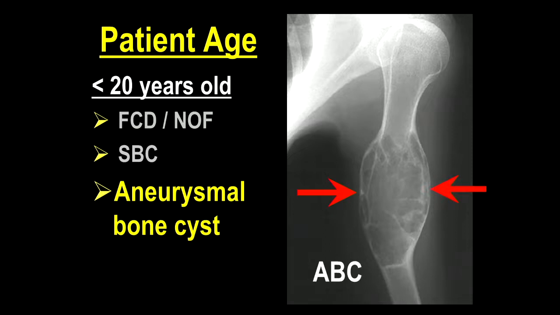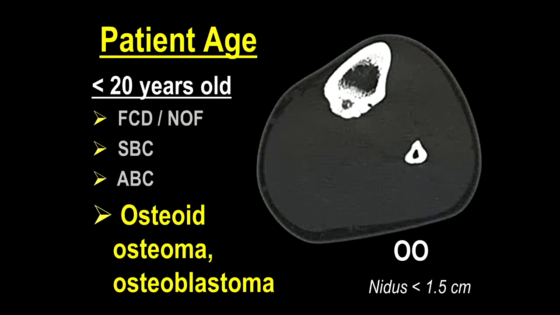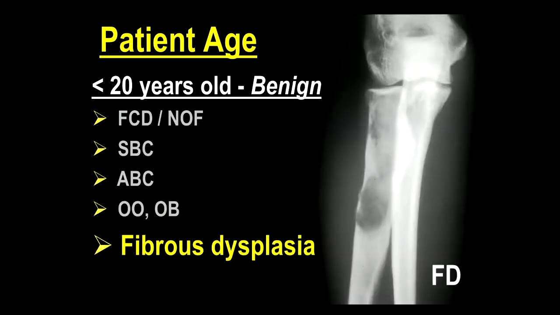We'll also be talking later in detail about osteoid osteomas and osteoblastomas that occur in this age group. Here's an example of an osteoid osteoma. Note the nidus is less than 1.5 cm. Also in this age group, another one of the classic benign lesions is fibrous dysplasia.